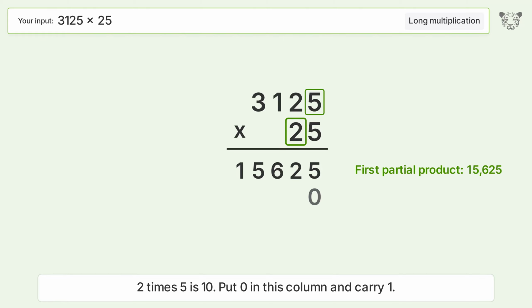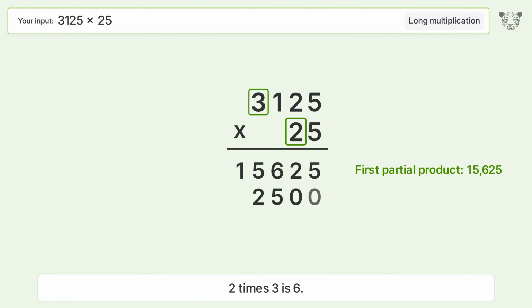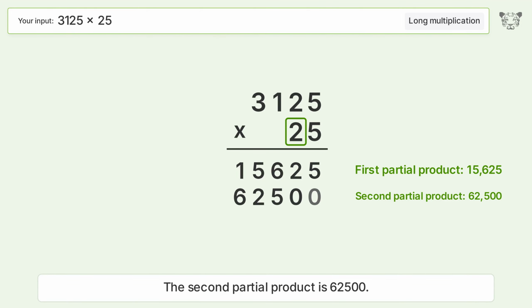2 times 5 is 10. Put 0 in this column and carry 1. 2 times 2 plus the carried 1 is 5. 2 times 1 is 2. 2 times 3 is 6. The second partial product is 62,500.